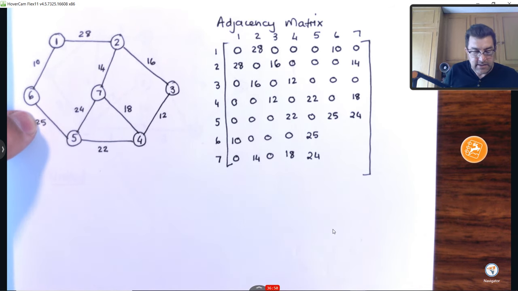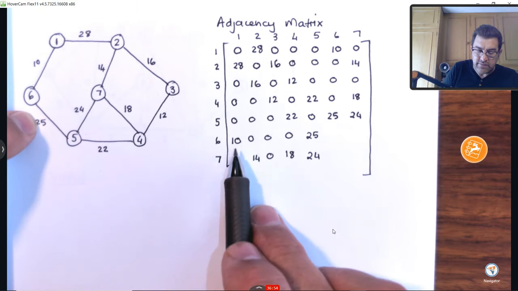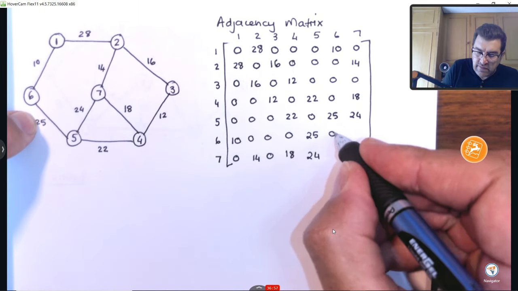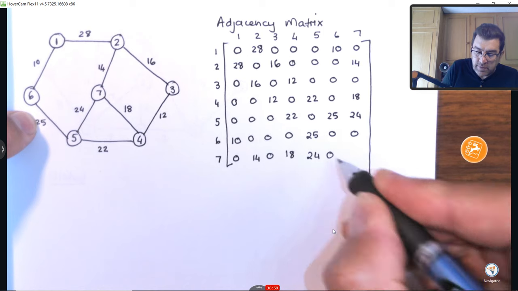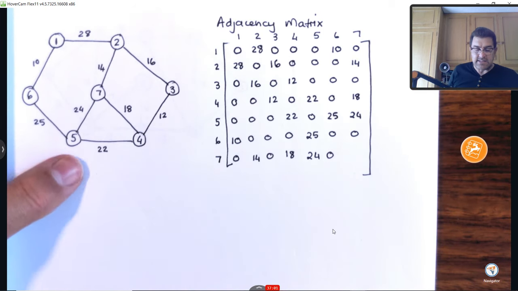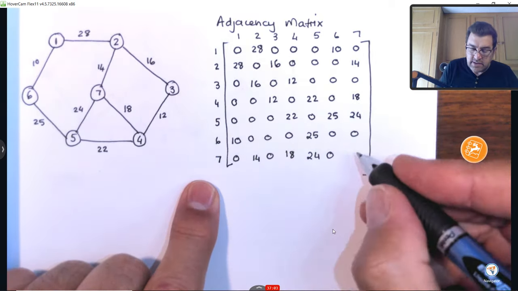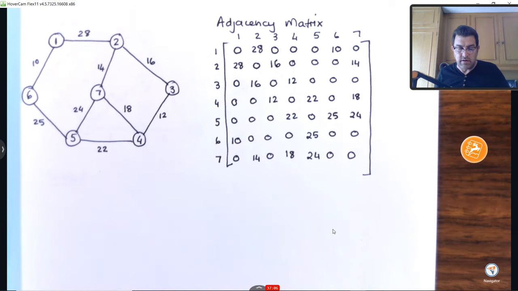Let's go to 6. 6 is connected to 2 only, to vertex 1 and vertex 5. The rest of these will be zeros. And then 7 and itself has a weight of naught.